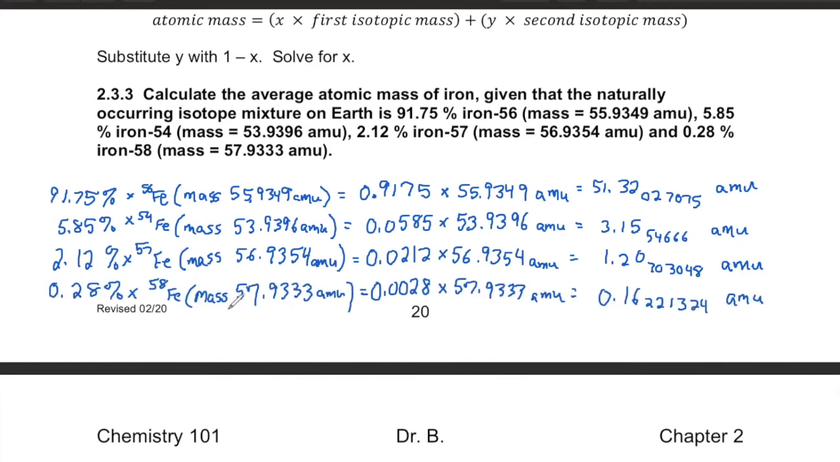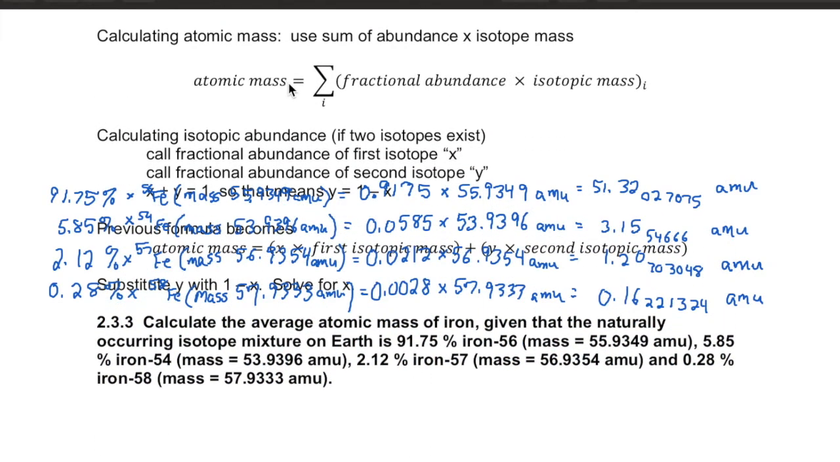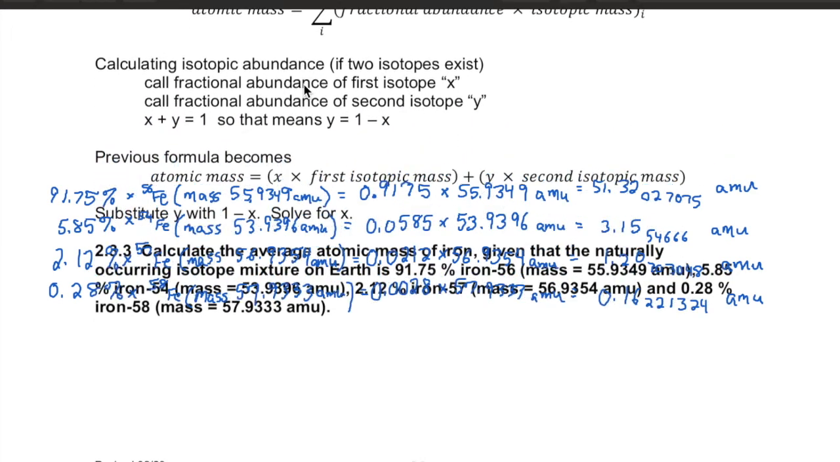And the last isotope, iron-58, has just a very small fractional abundance, only 2 significant digits, so we just have a very small number here for that result. So once we've done this, multiplied the fractional abundance times the mass for each of these isotopes, we are going to add them all together. That's what this summation sign means.